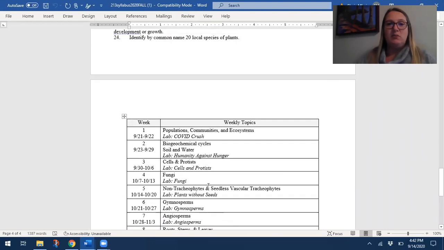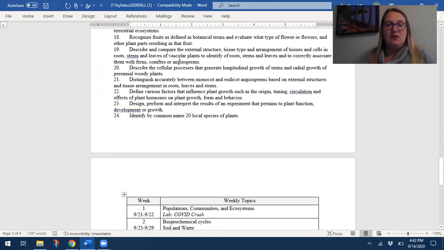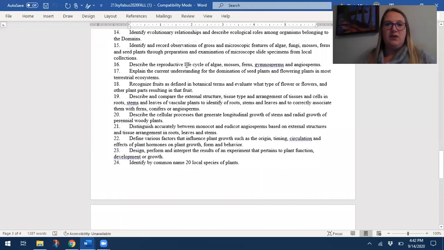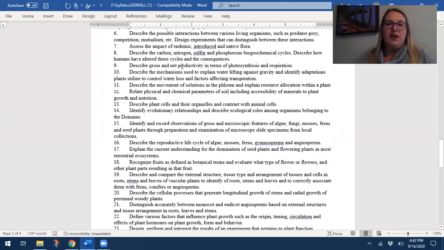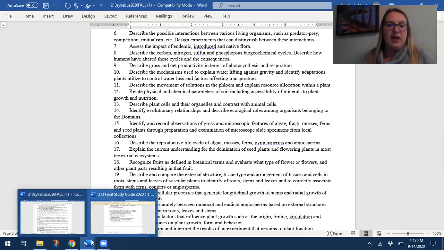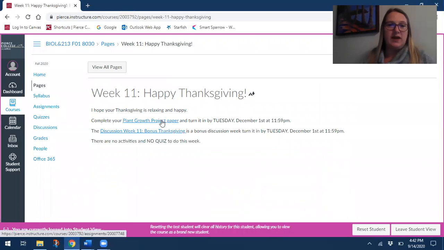So this plant growth paper is related to designing, performing, and interpreting the results of an experiment that pertains to plant function, development, or growth. And then there's another one in here that has to do with an experiment regarding design experiments that can distinguish between interactions. And so your plant growth paper is intended to do that.